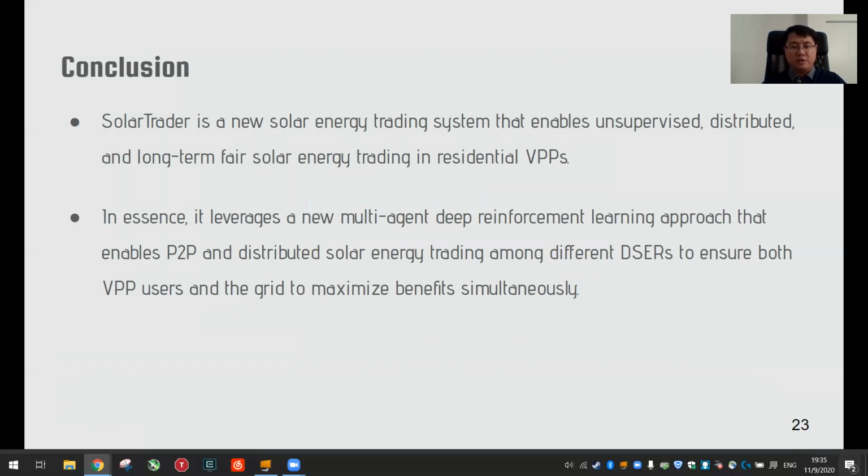In conclusion, we present a new system that enables unsupervised, distributed, and long-term fair solar energy trading in residential VPPs. SolarTrader leverages a new multi-agent deep reinforcement learning approach that enables P2P and distributed solar energy trading among these different DERs to ensure both VPP users and the grid maximum benefit simultaneously.